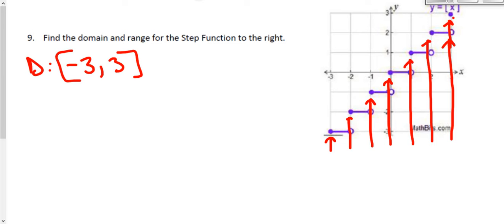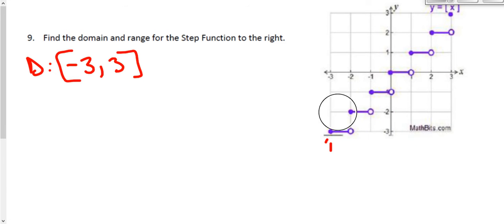For my range, we're going to do something similar, except this time I'm looking at my y values, and I want to see if there are any y values that I skipped. So let's take a look at my range. The lowest I can go is -3, but as I see here, I go up to -2 and I skip every single y value in the middle. I don't hit any of them in between. The same thing happens between -2 and -1. I skip all of those.